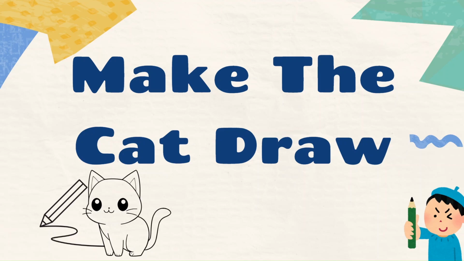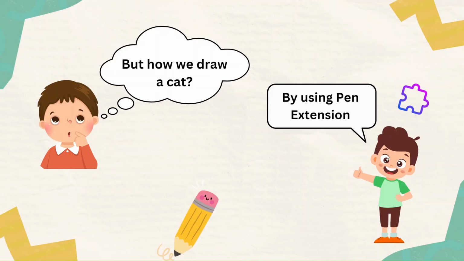But how is it possible? How are we going to draw the cat? It seems like we would draw it with the help of a pen? No, don't worry. We are not going to do it that way, but we will do other things. So the answer is the pen extension. We will do all these things using pen extensions.